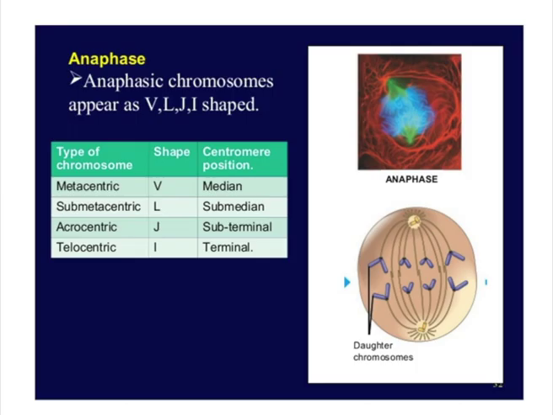V shape is the median shape, that is the metacentric shape. L shape is the sub-metacentric, sub-median shape. J shape is the acrocentric shape, that is a sub-terminal shape. The last one is the I shape, that is the telocentric or terminal shape.